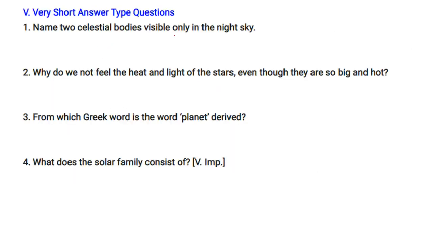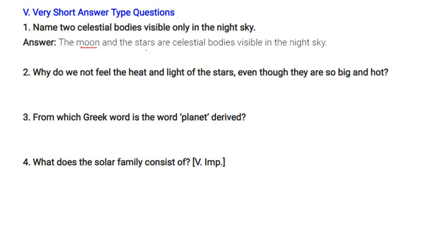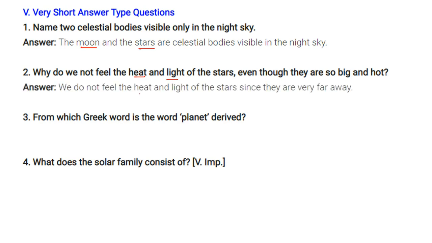Name two celestial bodies visible only in the night sky. The answer is the moon and the stars. These are the celestial bodies visible in the night sky. Why do we not feel the heat and light of the stars even though they are so big and hot? We don't feel the heat and light of the stars since they are very, very far away from us.